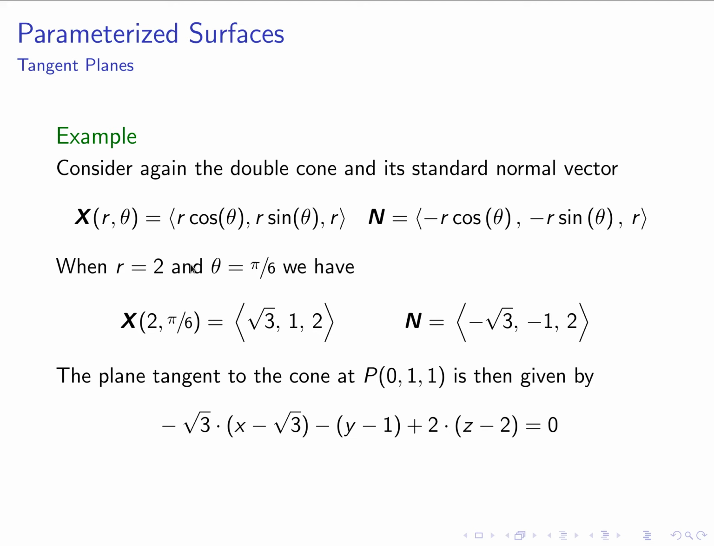So by plugging in a specific r value and a specific theta value, we get one point on our cone, which is root 3, 1, 2. So again, this point we're studying is root 3, 1, 2, not 0, 1, 1. And the particular normal vector we're studying is negative root 3, negative 1, 2. This is exactly the data we need to write down a point normal equation for our plane.